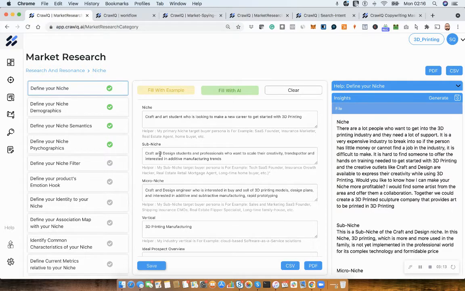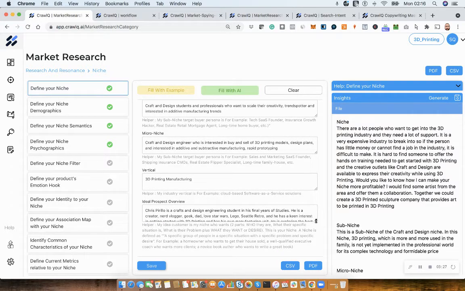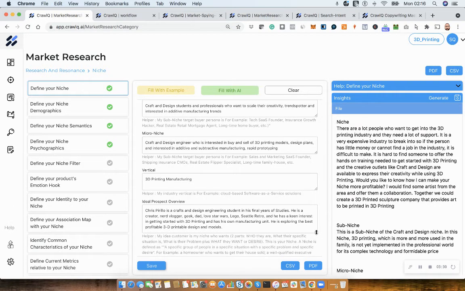The sub niche was craft and design students and professionals who wanted to scale their creativity. They are trend spotters and they are interested in additive manufacturing trends. Without going into detail, our ideal prospect, the person that I wanted to go on a coffee date with, was Chris. I know this person. He's a craft and design engineer student in the final year of his second master's. He's a creator, a nerd vlogger, a geek dad.